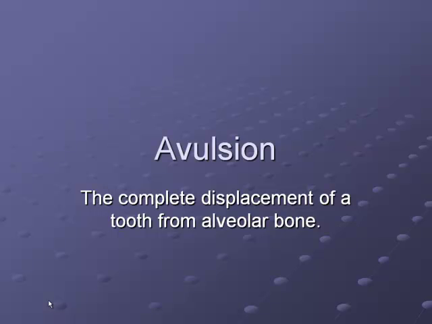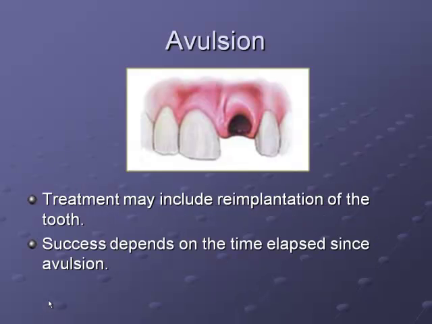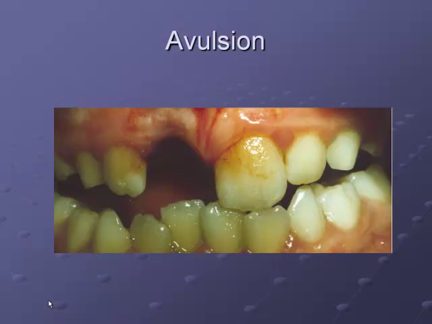Avulsion is the complete displacement of a tooth from the alveolar bone. Treatment may include reimplantation of the tooth, and success depends on the time elapsed since the avulsion. This photograph depicts a maxillary central incisor being completely displaced, or avulsed, from the alveolar bone.